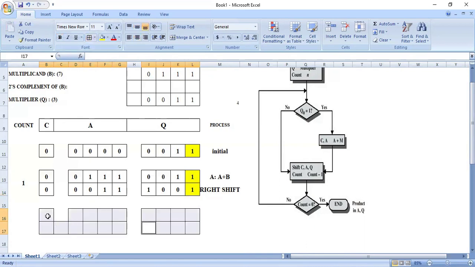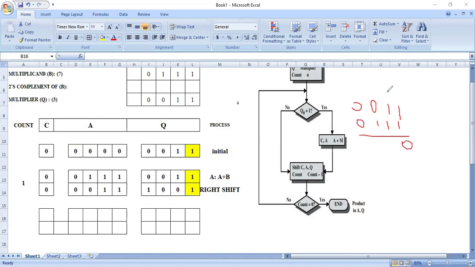A equal to A plus B means, once again, this 0, 0, 1, 1. So if we take 0, 0, 1, 1 plus, what is the B value here? B value is 0, 1, 1. So 0, 1, 1 has to be taken. 0, 1, 1 has been taken. Add together: 1 plus 1 is 2.